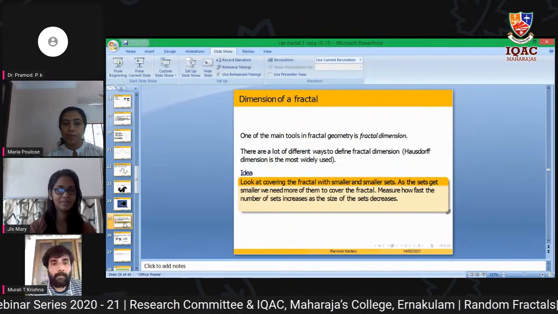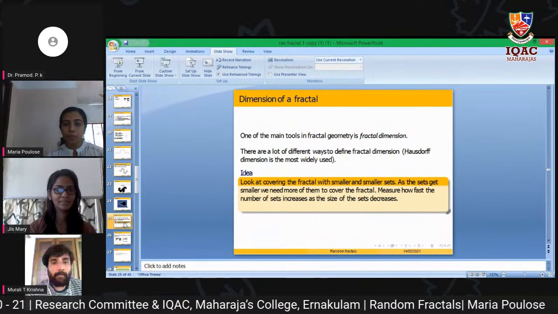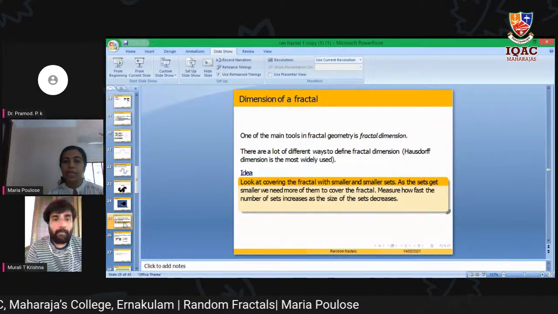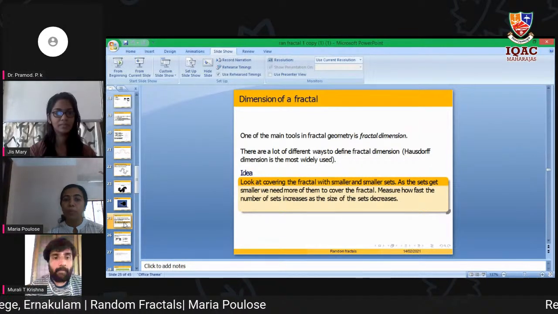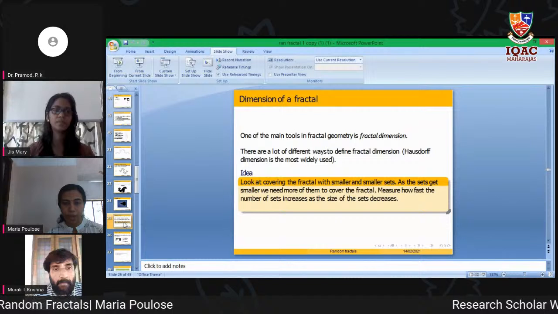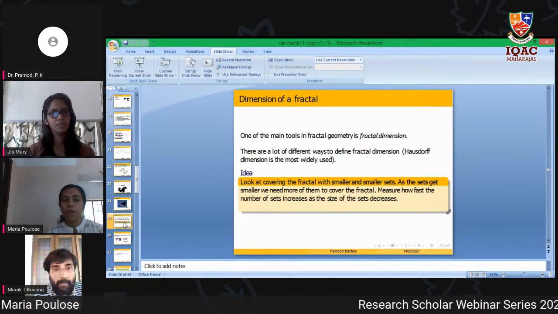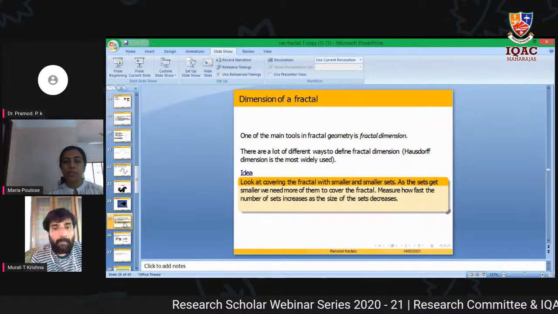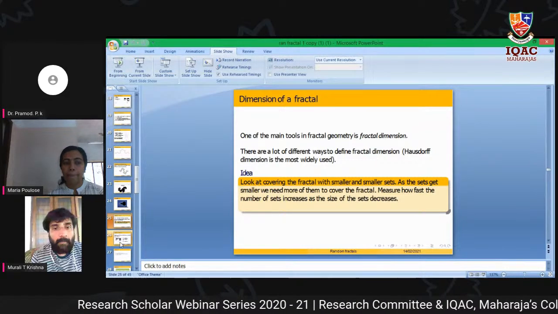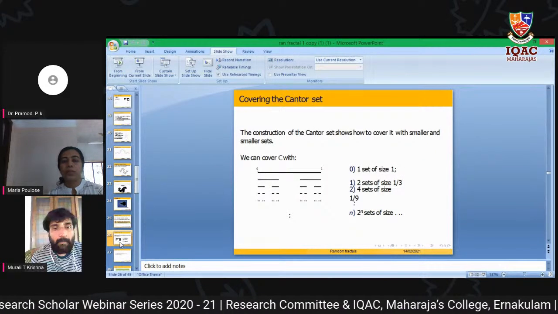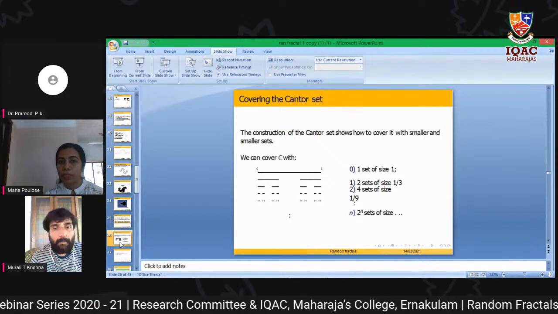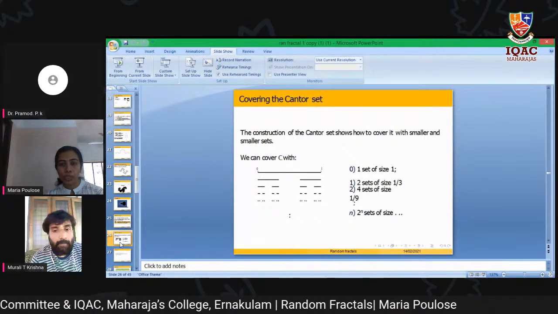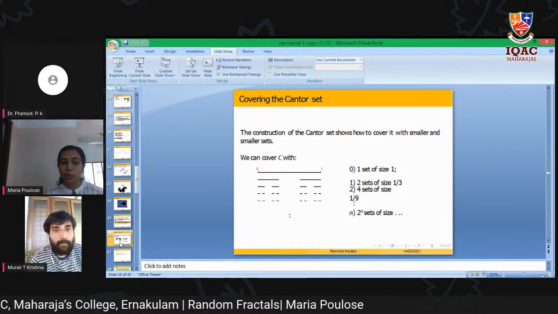The idea we are using is to look at covering the fractal with smaller and smaller sets. As the sets get smaller, we need more of them to cover the fractal. Measure how fast the number of sets increases as the size of the set decreases. So we can discuss this with the Cantor set. The consideration of the Cantor set shows how to cover it with smaller and smaller sets.